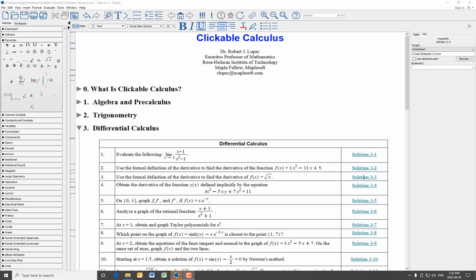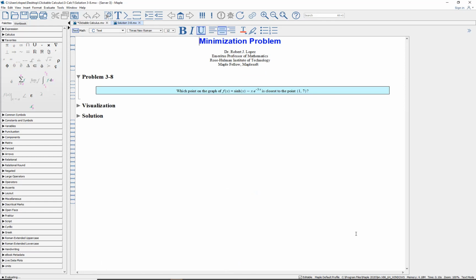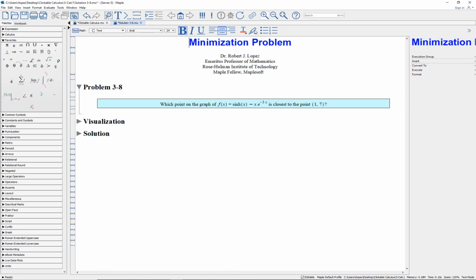After differentiation has been mastered, then it's applied. And one of the applications of the derivative is in unconstrained optimization. So here is a problem in unconstrained optimization. What's the point on this curve that's closest to this point?